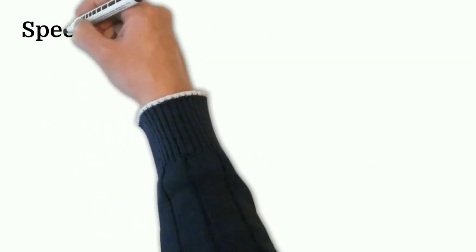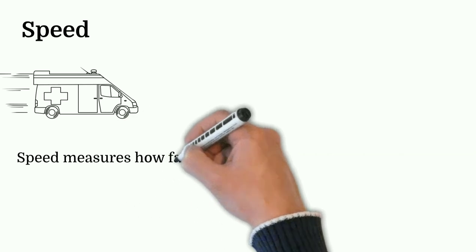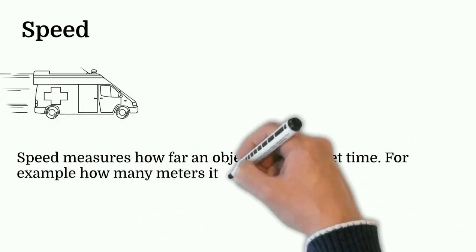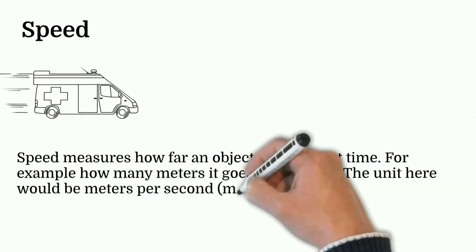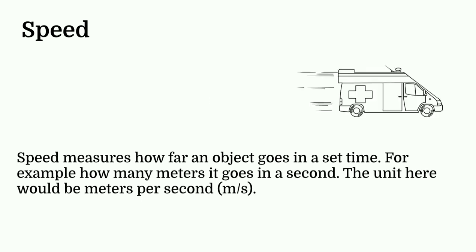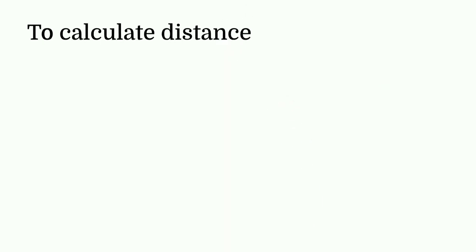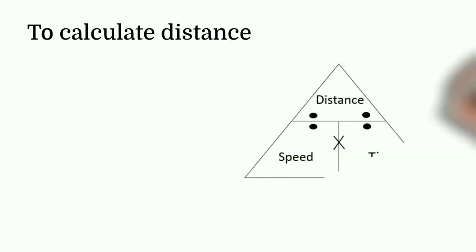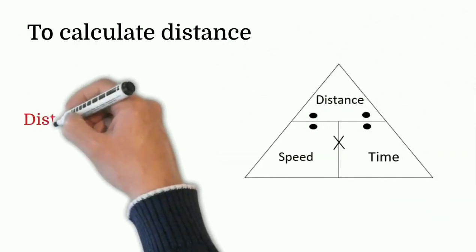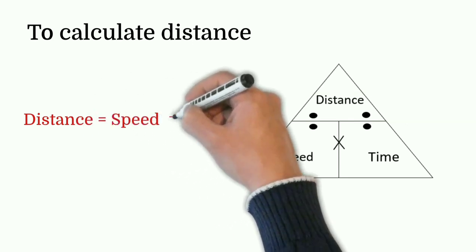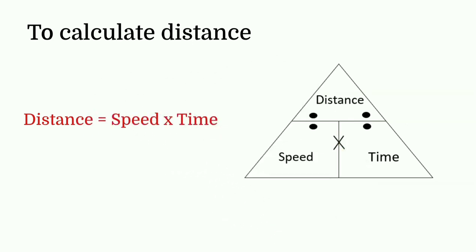Speed. Speed measures how far an object goes in a set time. For example, how many meters it goes in a second. The unit here would be meters per second, or m/s. In order to calculate the distance, you need to remember a very important equation, which is distance is equal to speed times time.